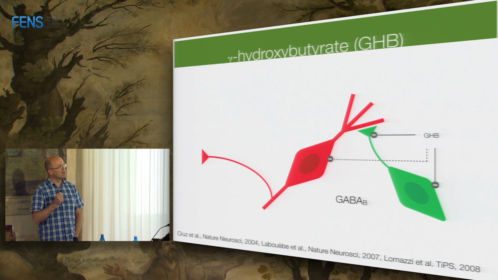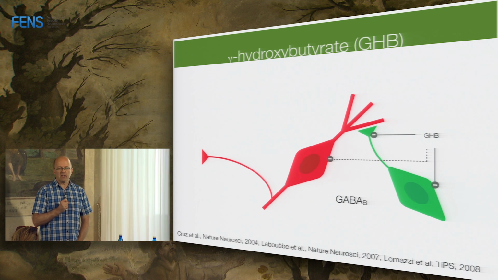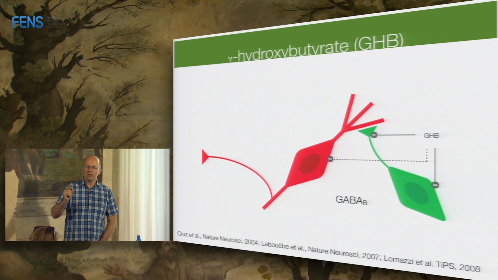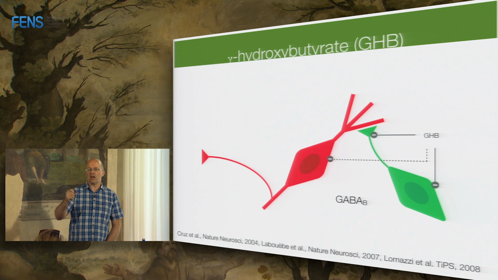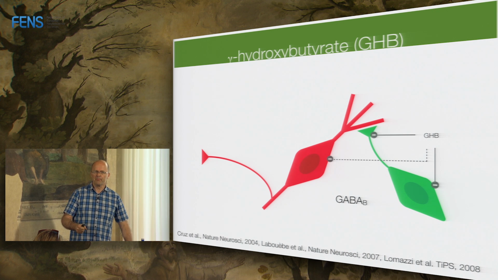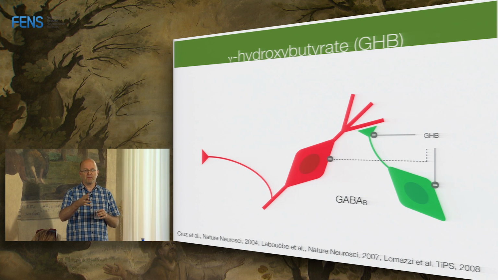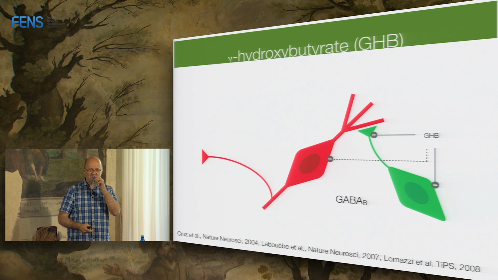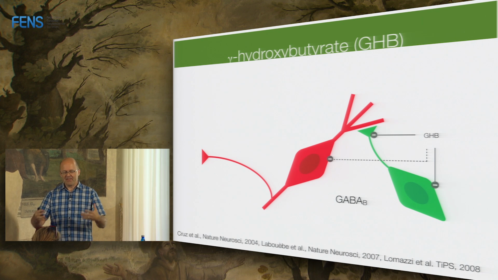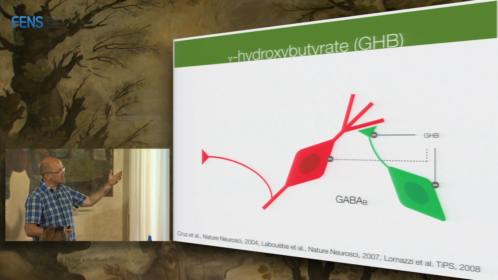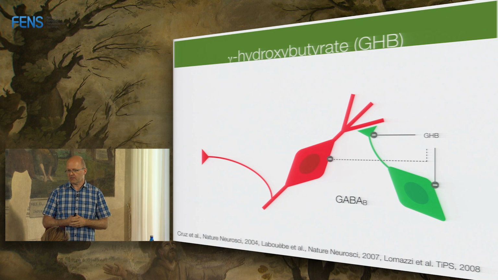Okay, so now for the GHB, things are a little bit more complicated because the molecular target of gamma hydroxybutyrate is actually the GABA B receptor. Who has heard of the GABA B receptor? Four? Okay. So this is an equally important receptor as the mu receptors, and it is also Gi/o coupled.